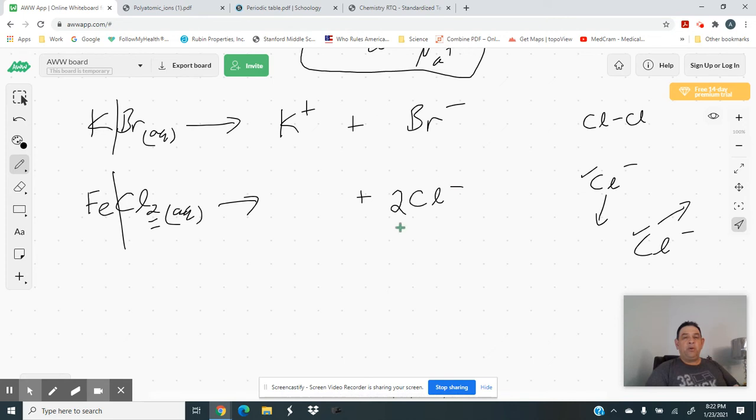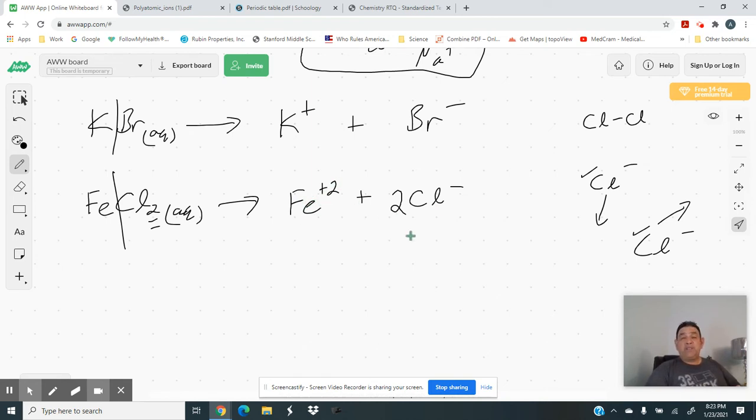And now that we know that we have 2 chlorides, and each chloride is a -1 charge, that must mean that there's 2 negatives here. So that iron should have 2 positives. Remember, during chapter 8, we had to figure out how to name it. And so we had to figure out the charge. So this is iron 2 as opposed to iron 3.